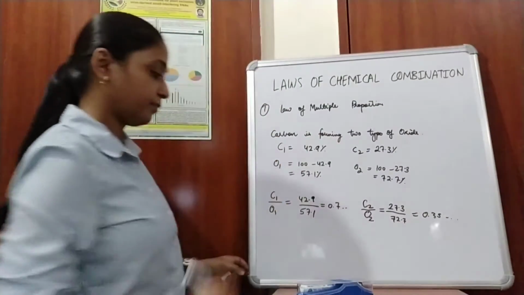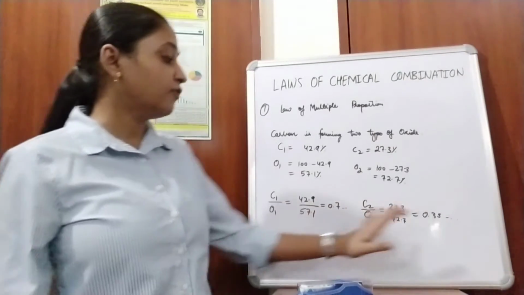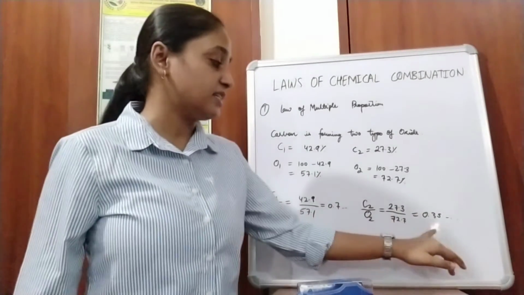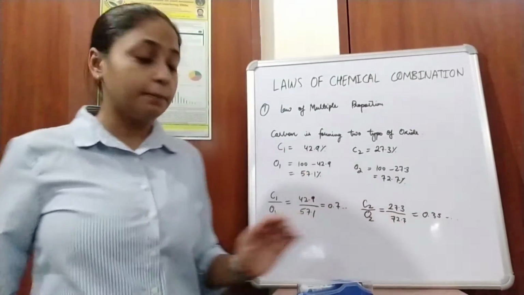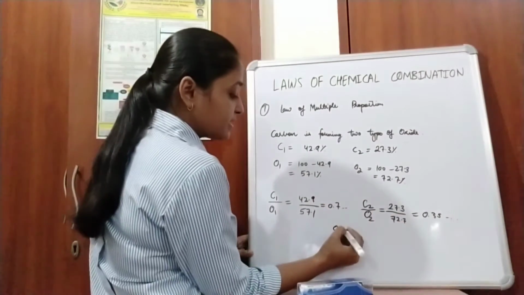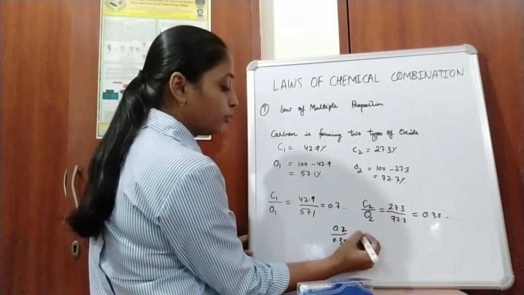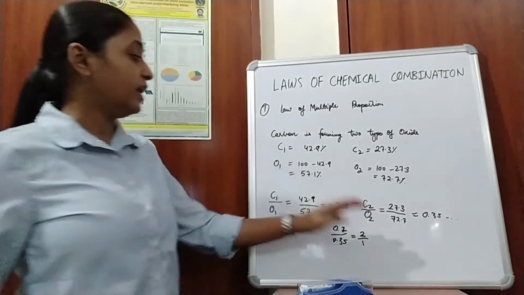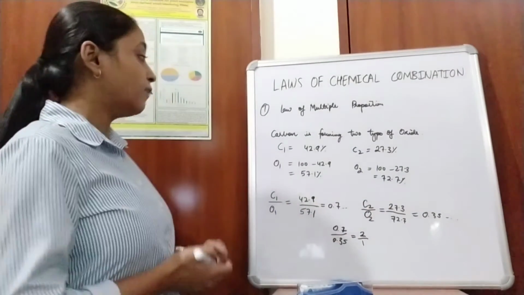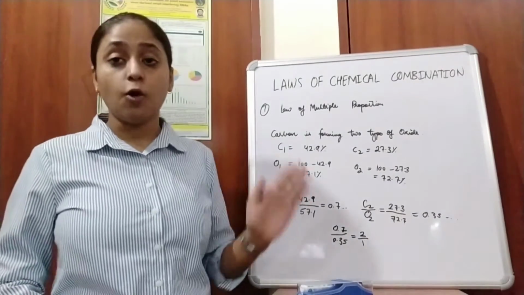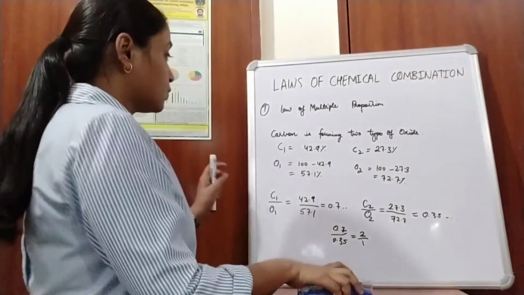So it will be around 0.35 something, right? If you see both values, then you will easily understand that this value is just the double of this value. It means 0.7 divided by 0.35 is equal to 2:1. So they are in simple whole ratio, that is 2:1. So this is what the law of multiple proportion says. Get it?